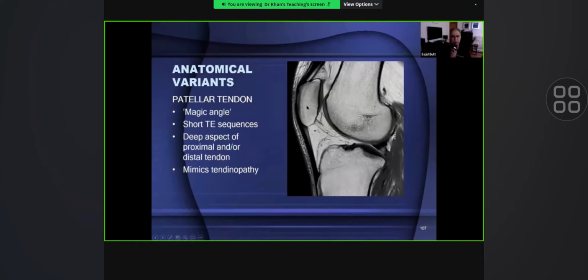When you're assessing the ligamentum patelli, remember that this structure, particularly close to its attachment to the lower pole of the patella, is subject to magic angle artifact. This you will see in short TE sequences, the proton densities and the gradient echo, if you're still using it. Do not confuse that with tendinopathy.